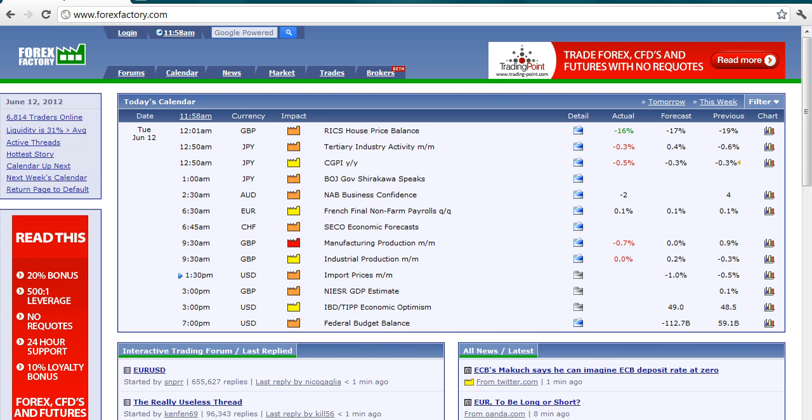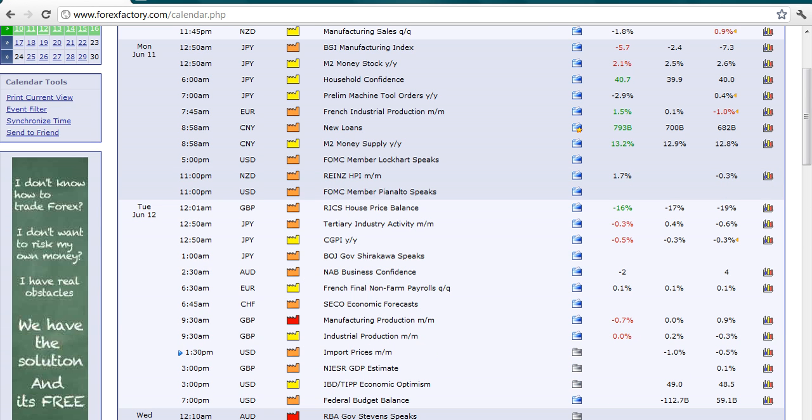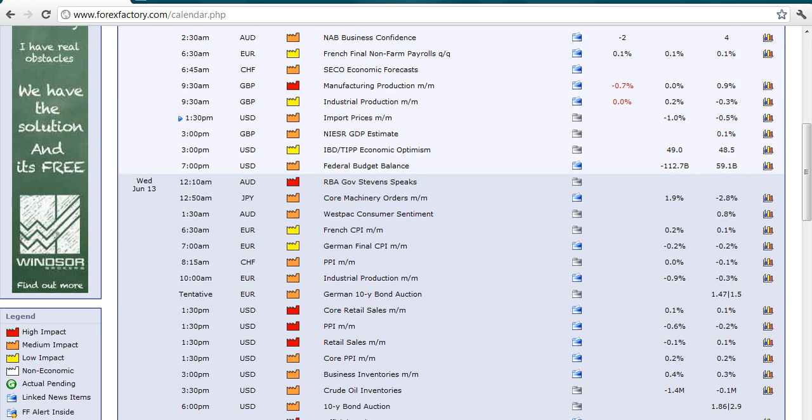Let's have a quick look at the Forex calendar and see what we've got coming out for the rest of the week. Today and yesterday have been quite quiet days in terms of news. Today at 9:30 AM UK time, we did have the UK manufacturing production numbers month on month, which were forecasted to be flat at 0%. They came in slightly worse at minus 0.7%. Nothing else really for the rest of the day.